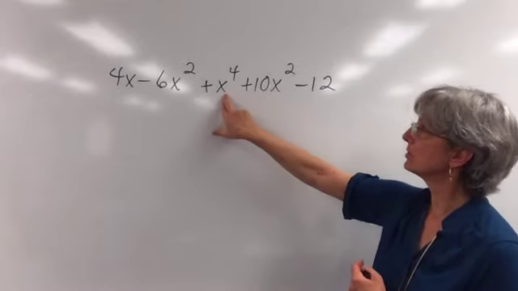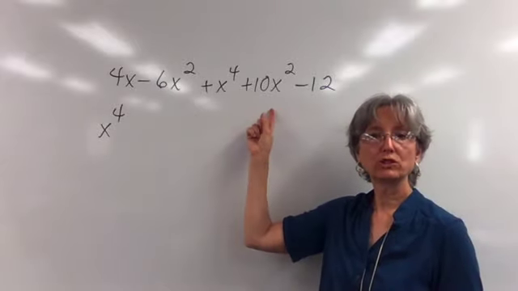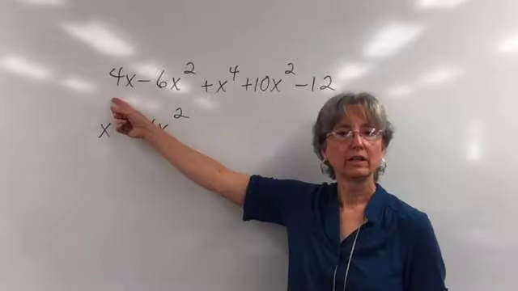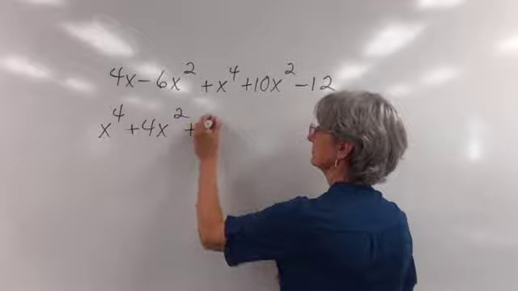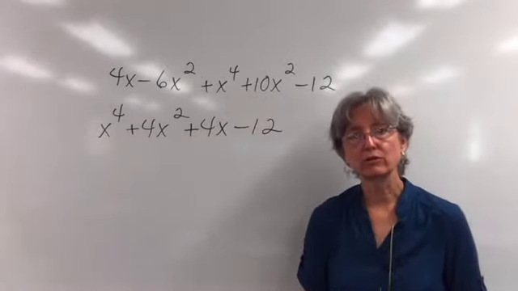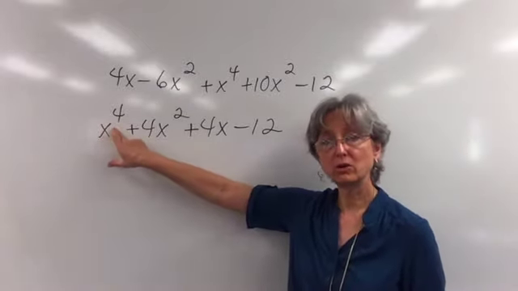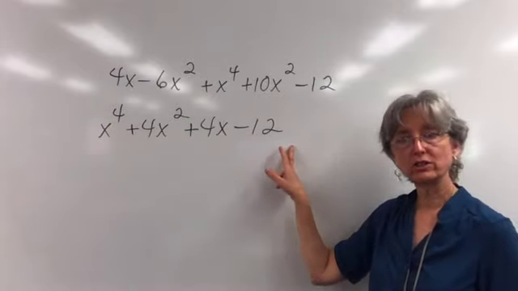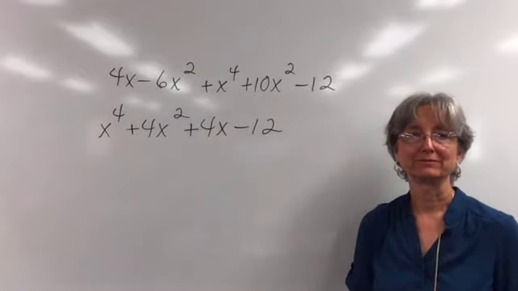So the first term would be our greatest degree, x to the 4th. Combine our 2 x squareds, negative 6 and 10 is positive 4x squared. Then we have single x, positive 4x, followed by negative 12. Now it's in standard form. So if we were to classify it, this is a 4th degree polynomial, so it is a quartic, and it is 4 terms. So this is a quartic polynomial of 4 terms.